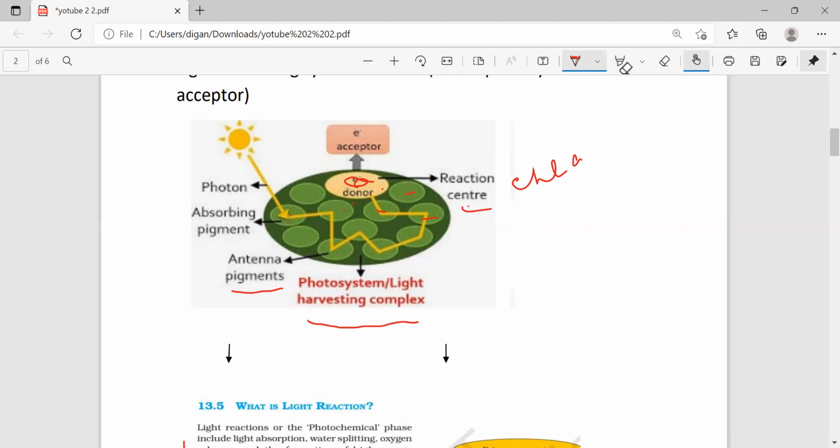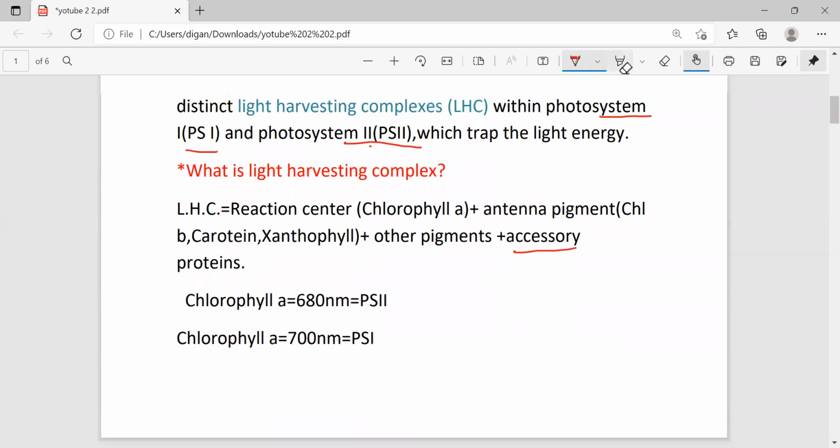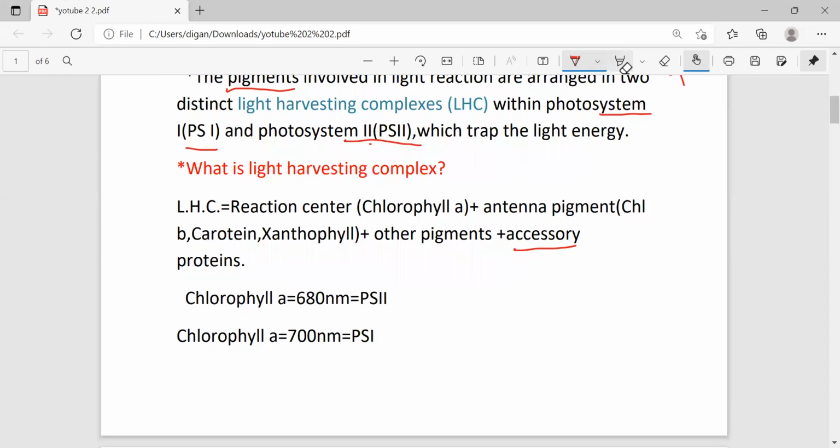And from this arrangement, if you subtract this primary electron acceptor and this reaction center, if we subtract these two portions, then the other portions are named as light harvesting system. It means, now come to the summary notes so that you can easily understand. So light harvesting complex means what? Light harvesting complex means reaction center, means chlorophyll A, plus antenna pigment.